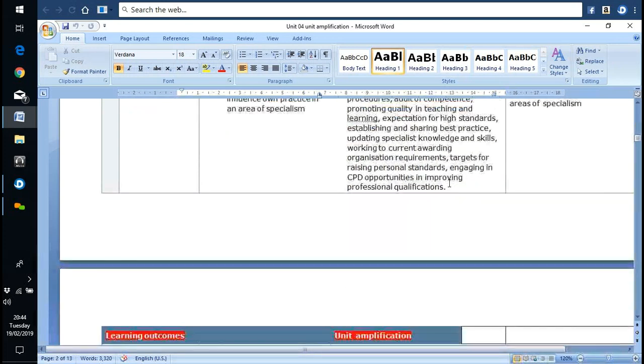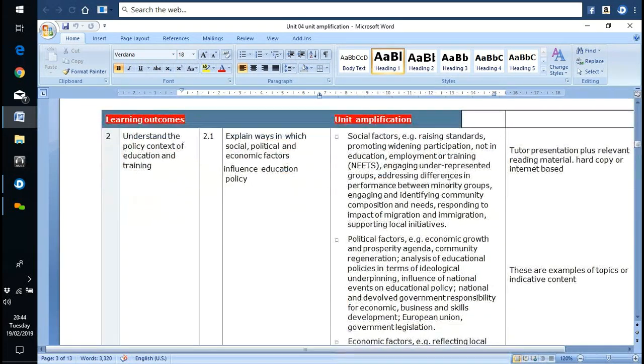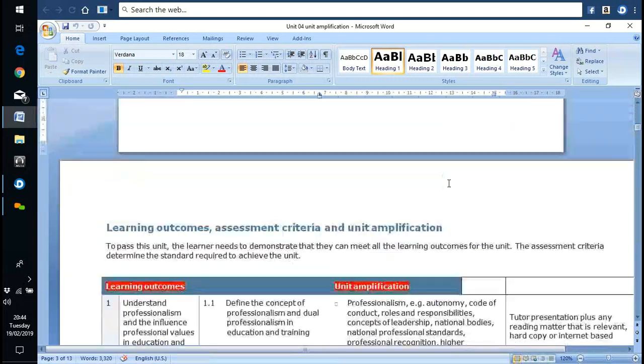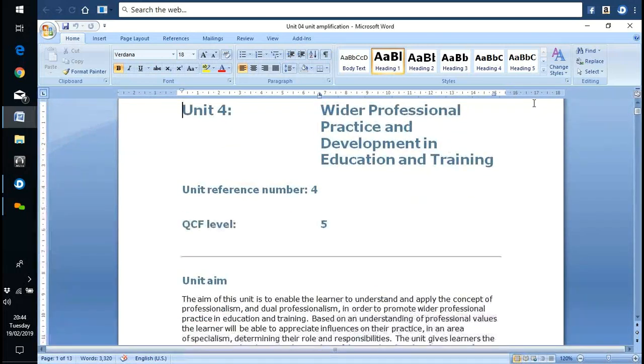So, as I said, there's quite a bit in this, so I'm not going to go into LO2 at this point. What I'm going to do is look at some of, let's pull that back.